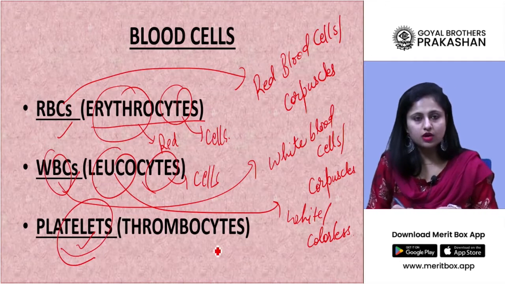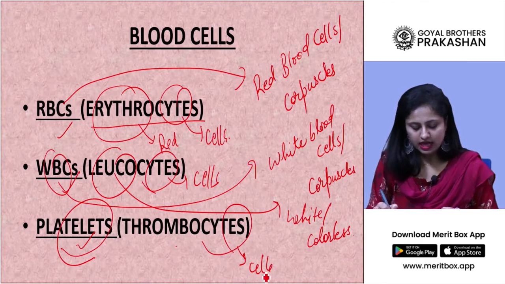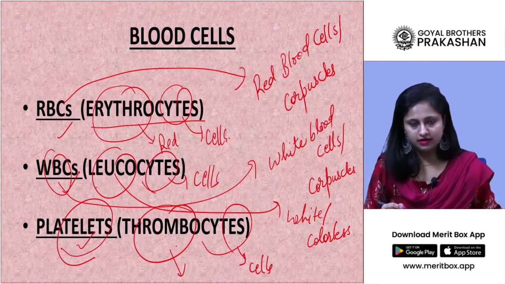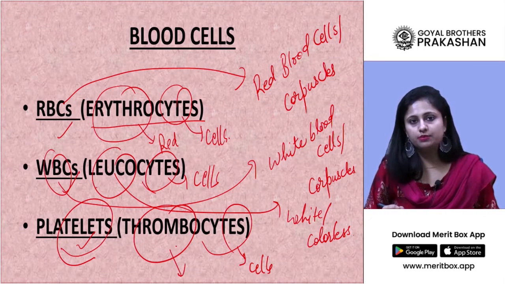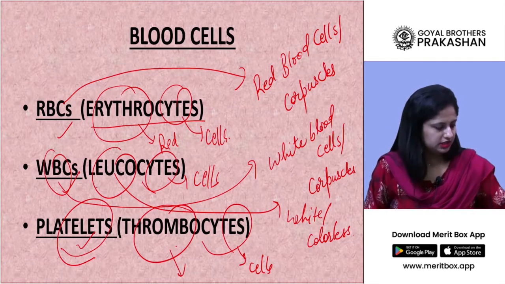Platelets are also known as thrombocytes. Here cytes means cells and thrombo means a special type of protein which is present there, right? So platelets help in blood clotting. Let's discuss each of them in more detail.